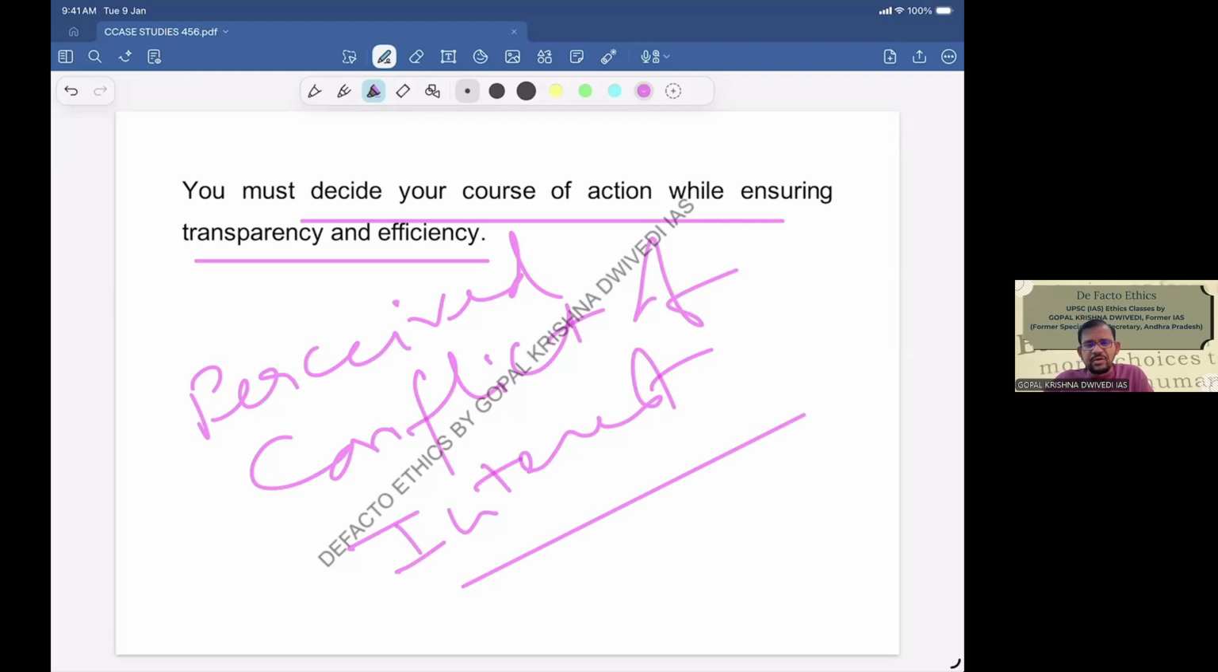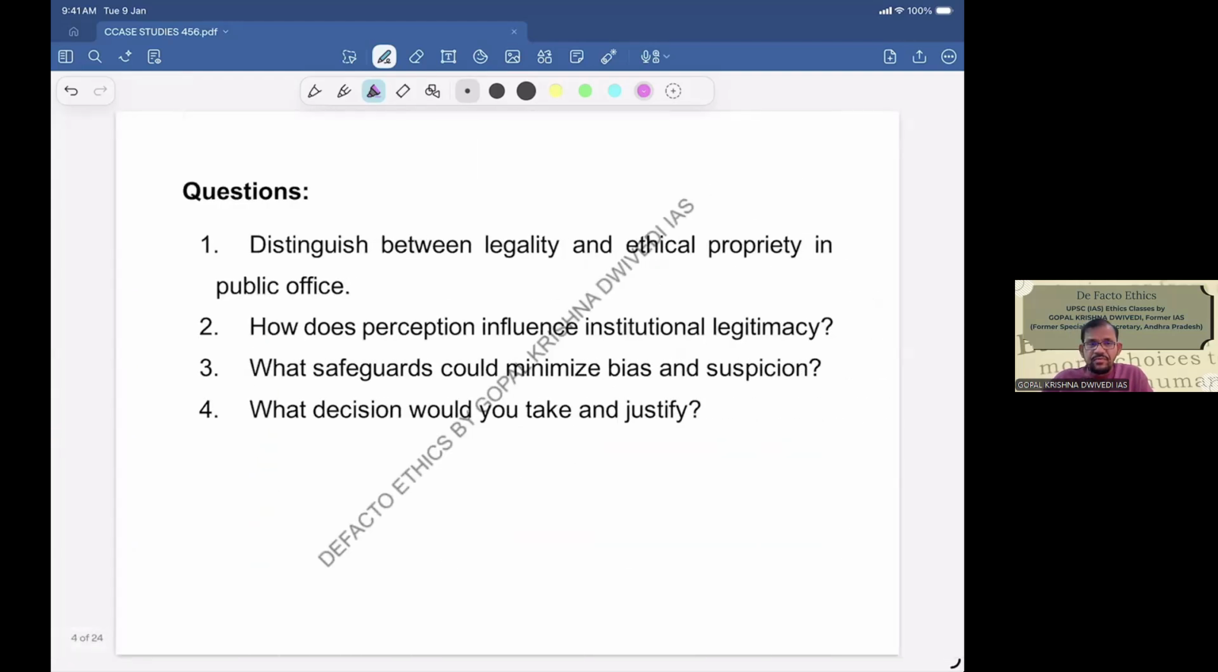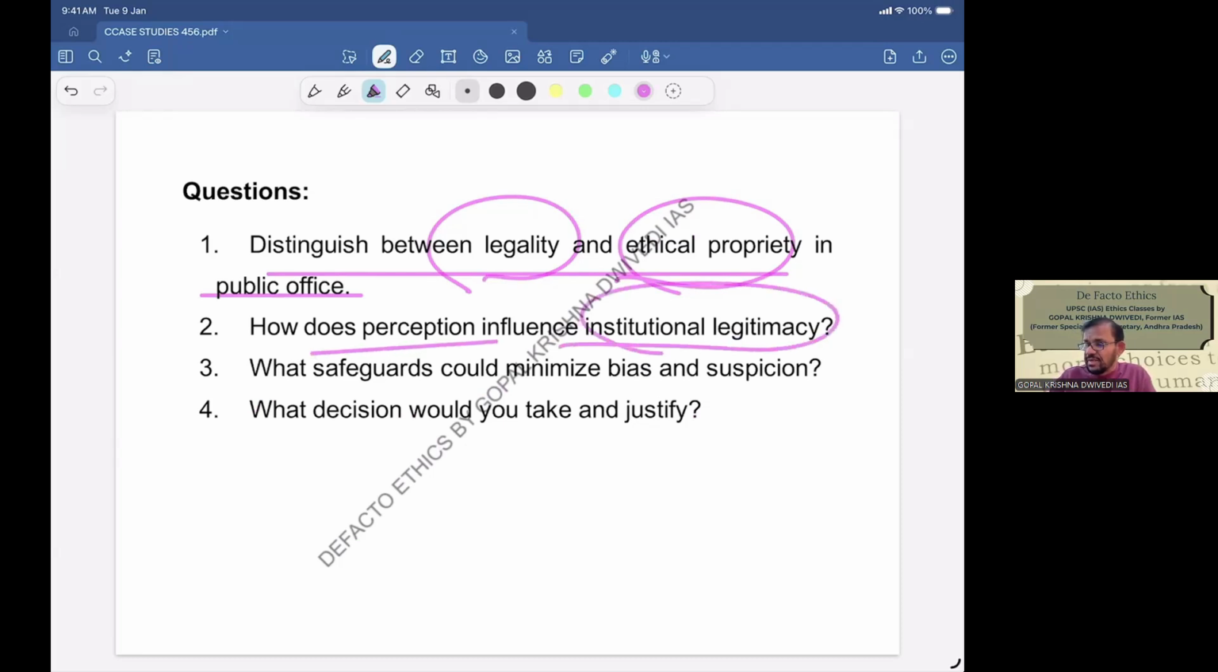Now let us see what questions are asked. The first question: distinguish between legality and ethical propriety in public office. What are the legal issues and what are the ethical issues, and how do they compare with each other? Second question: how does perception influence institutional legitimacy? Because here the issue is a perceived conflict of interest. Third, what safeguards could minimize bias and suspicion? And fourth question: what decision would you take and justify?